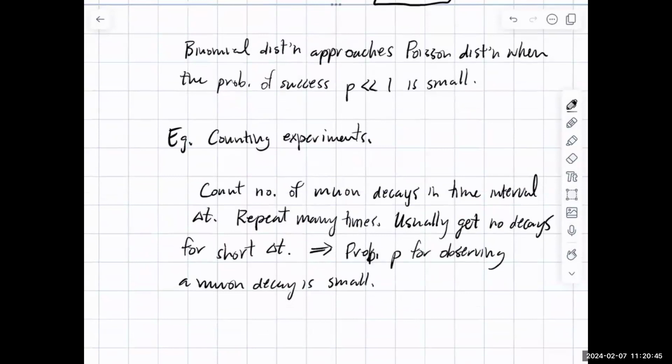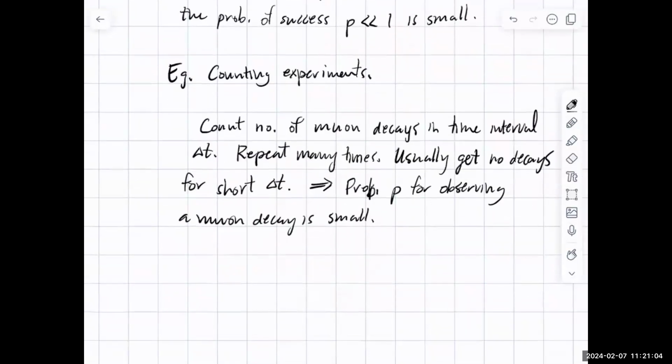Okay, so the properties of the Poisson distribution that we derive in physics are most applicable to these counting type experiments that occur all the time in particle physics. Okay, so let's start with the binomial distribution.